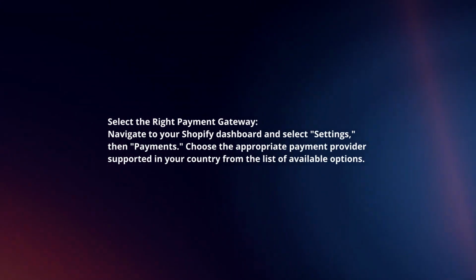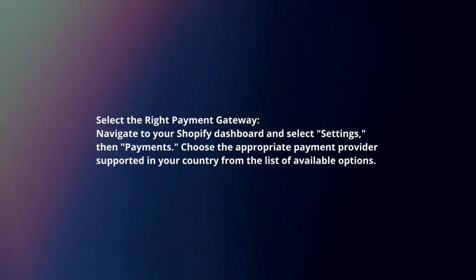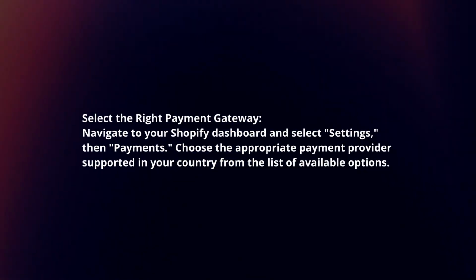Setting up a payment gateway on Shopify for your country involves a few steps. Select the right payment gateway. Navigate to your Shopify dashboard and select Settings, then Payments. Choose the appropriate payment provider supported in your country from the list of available options.